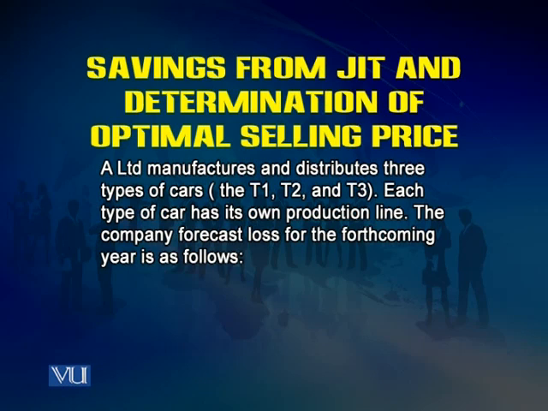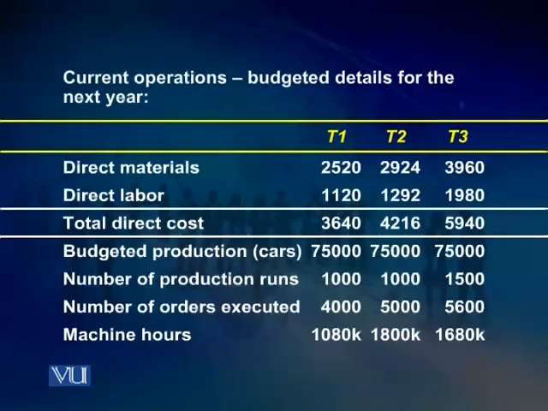We are going to talk about the JIT systems, and the first part of this question examines the savings from introducing a JIT system. A Limited manufactures and distributes 3 types of cars: the T1, T2, and T3. Each type of car has its own production line. The company forecast for the forthcoming year is as follows. Current operations, budgeted detail for the next year. T1, T2, T3 are the 3 types of cars. They have their own production line.